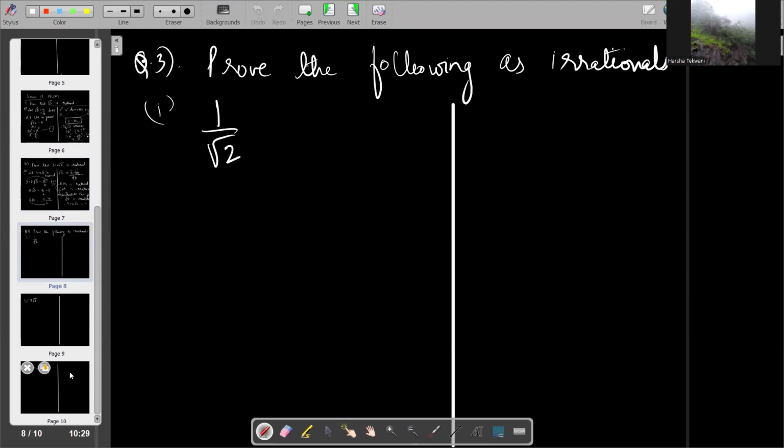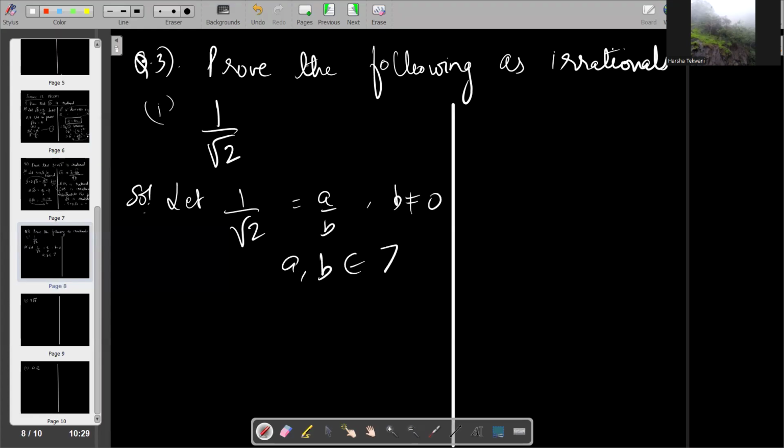1 by root 2. So this is pretty easy. We will again go the contradictory way. Let 1 by root 2 be equal to a by b, rational. b not equal to 0, and a and b both belong to integers. Everyone knows integers are rational. So now 1 by root 2 is a by b.